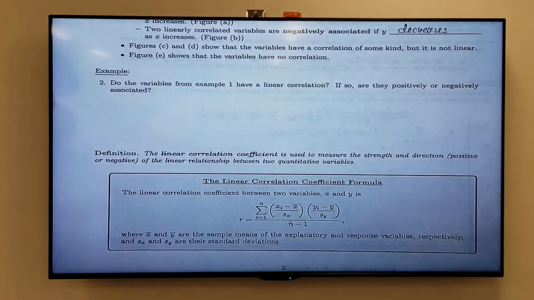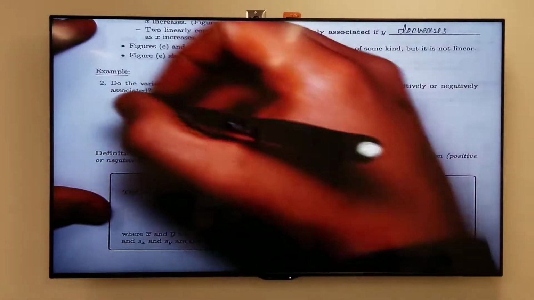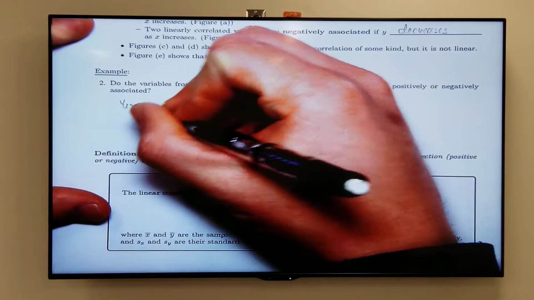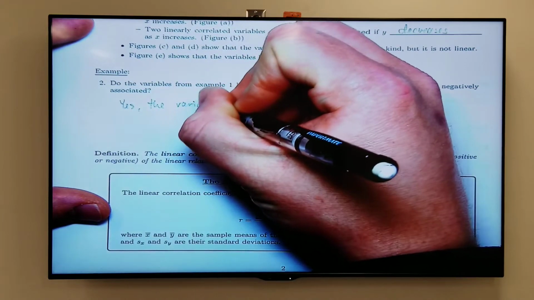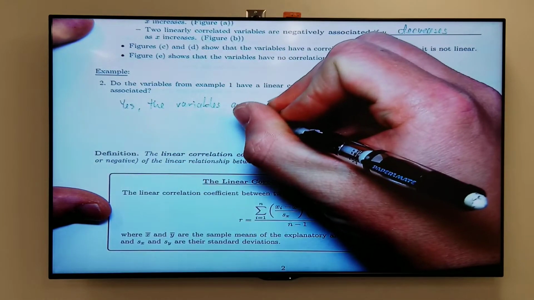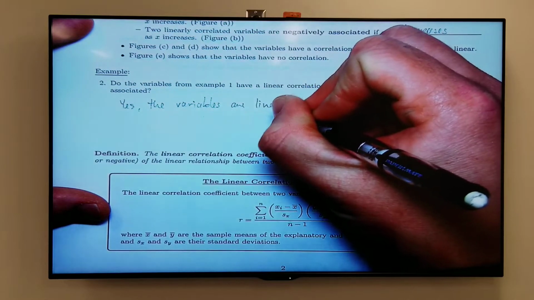So I would say, do the variables from example 1 have a linear correlation? Yes. The variables are linearly correlated.